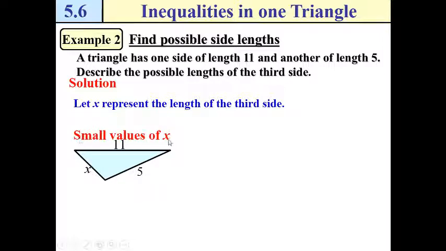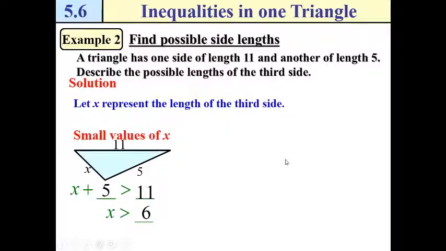Here we can consider small values of x. We can represent that x is the short side. Then by adding these two shorter sides, x plus 5 must be bigger than the third side 11. Then by moving this 5 to the other side, solving this inequality, we will get that x is more than 11 minus 5, which is 6.